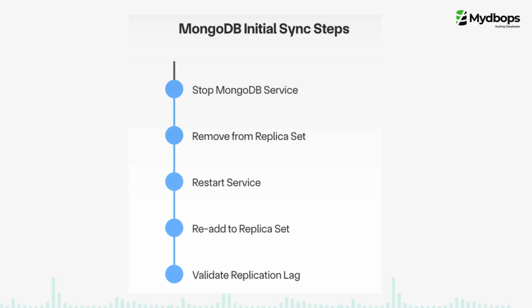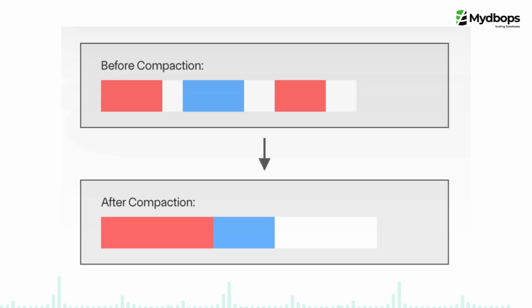Okay, so if you're looking at, say, less than 20% fragmentation, and you can only afford a few minutes of downtime, compaction is probably the way to go. But if you're dealing with like 50% or more fragmentation, and you need to completely clean things up, then initial sync is the better choice, even though it takes a bit longer. So it really comes down to how bad the fragmentation is, what your system needs are, and how much downtime you can handle. Exactly. You've got to choose the right tool for the job.